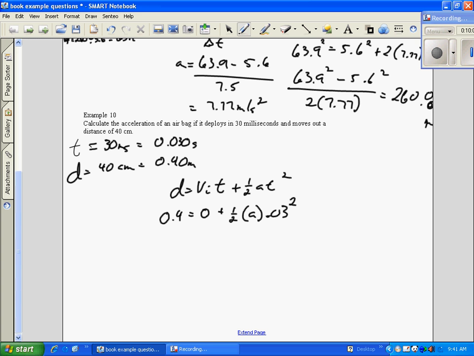A is going to be equal to, if you're dividing by 2, you have to multiply by 2, right? So it's going to be 2 times 0.4 all over 0.03 squared. Did anyone get 888.9 meters per second squared? Because the a is divided by 2, to get rid of divide by 2, you could also say, well, it's times by a half, so you could divide by a half. Same thing, right? Dividing by a half or timesing by 2.